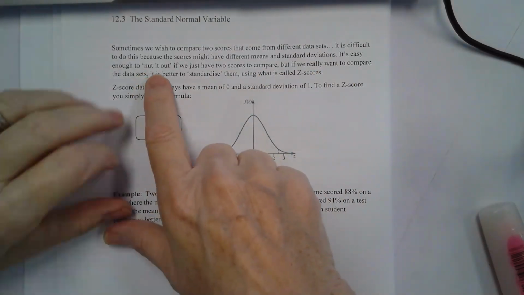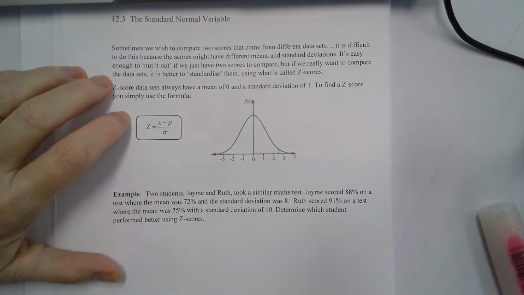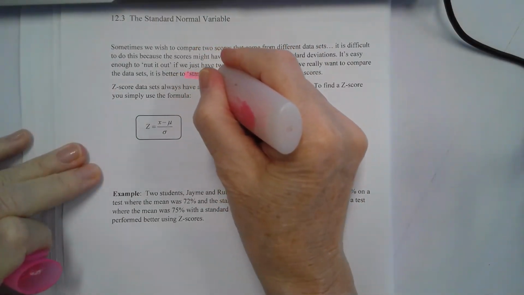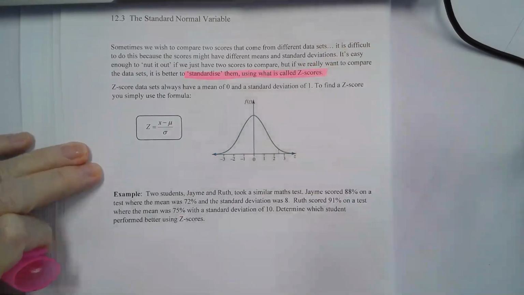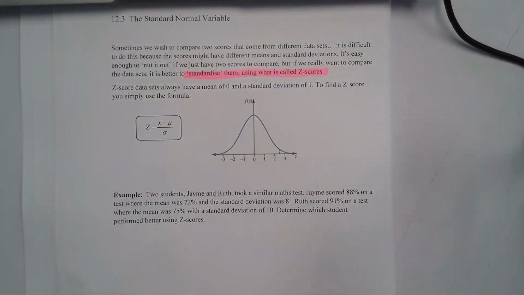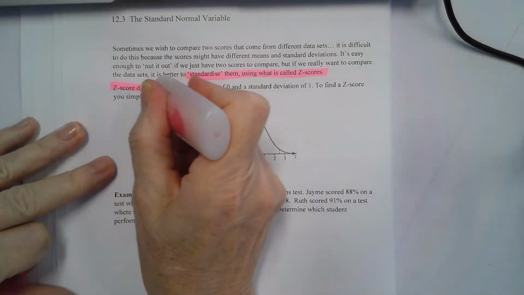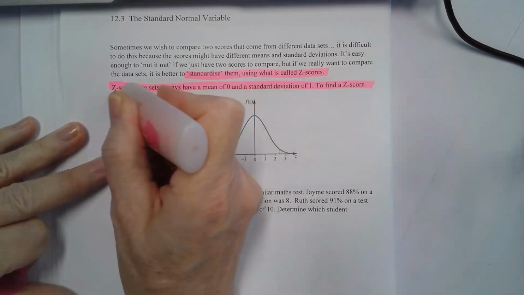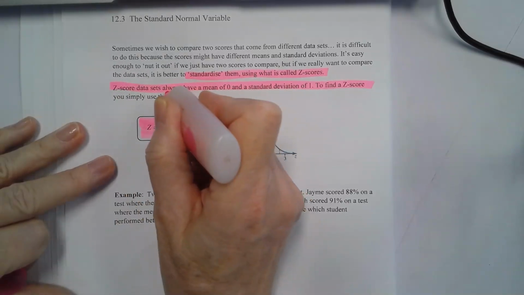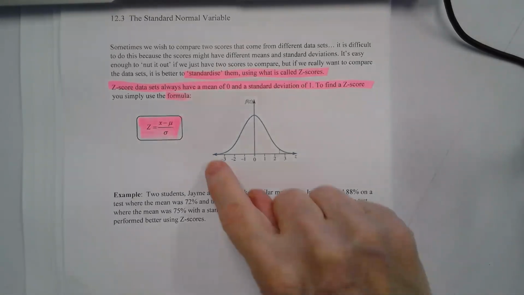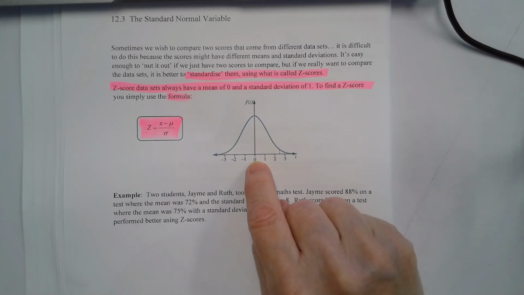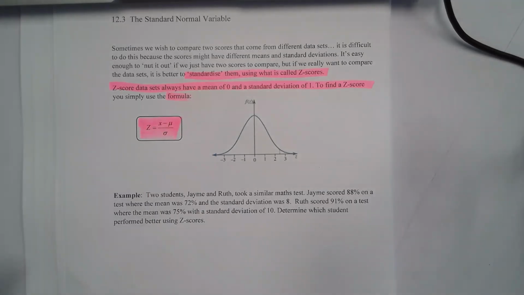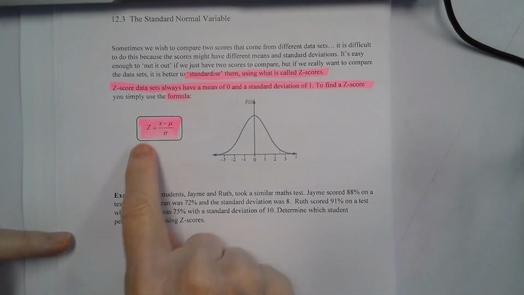It's easy enough to nut it out if we have two scores to compare, but if we really want to compare sets of data, it's better to standardize them using a z-score. So that word standardize and the z-score go together. Z-score data sets always have a mean of 0 and a standard deviation of 1. And to find a z-score, we use this formula. Okay, there it is. And here's what the curve looks like. It has a mean of 0 and a standard deviation of 1. And we can kind of shove every data set into that kind of formation by changing its scores to z-scores.